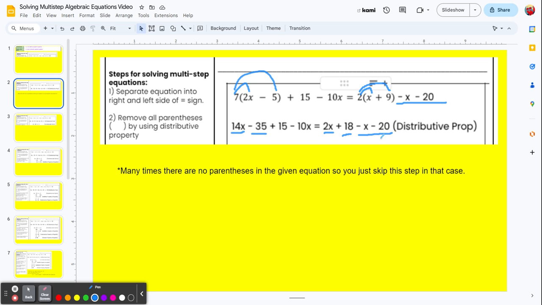Now, many times there are no parentheses given in the equation, so you can just skip this step in that case. Also, a lot of times there's just parentheses on one side of the equal sign, so you just do it on the one side where the parentheses reside.